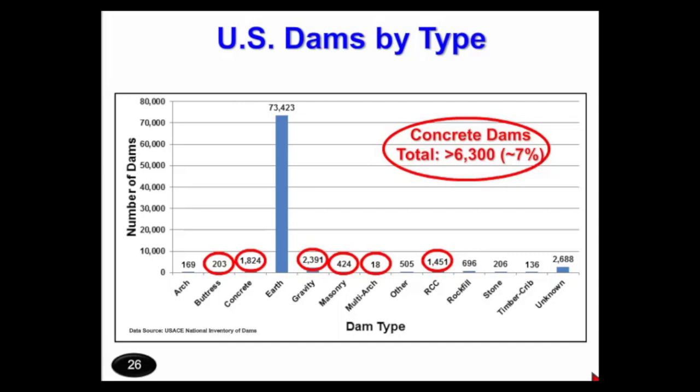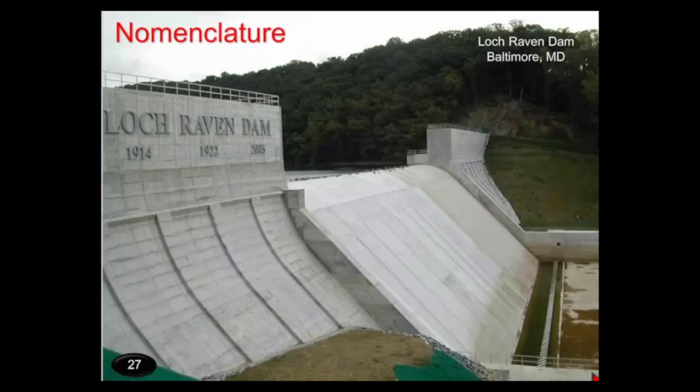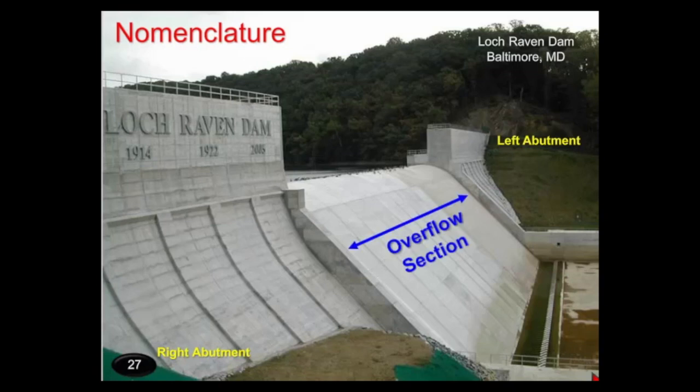When you look at a concrete dam, we have a lot of the same nomenclature. A couple things are different. Here we have the left and right abutment like we would have for an earth embankment dam. And then in this case we have the overflow section of the dam. So there's generally a part of the dam that's the spillway, and that's designed to be overflowed. And at the toe of the spillway there's normally a stilling basin to dissipate the energy that goes over that spillway. And then there's the non-overflow section, the part that's designed not to be overtopped.